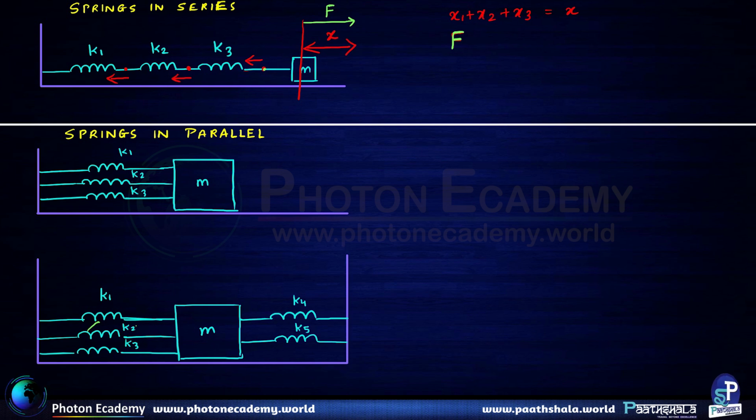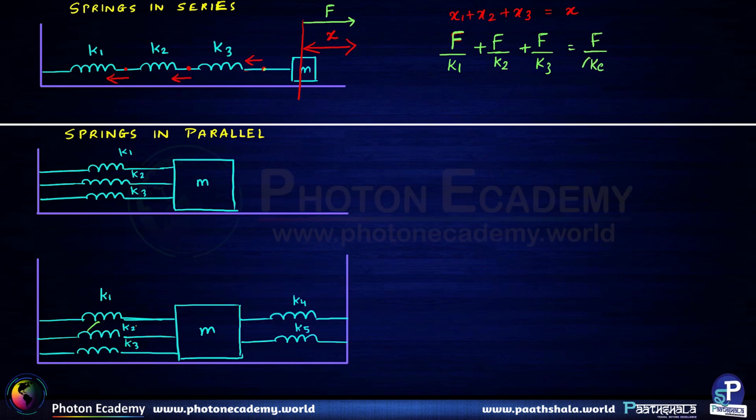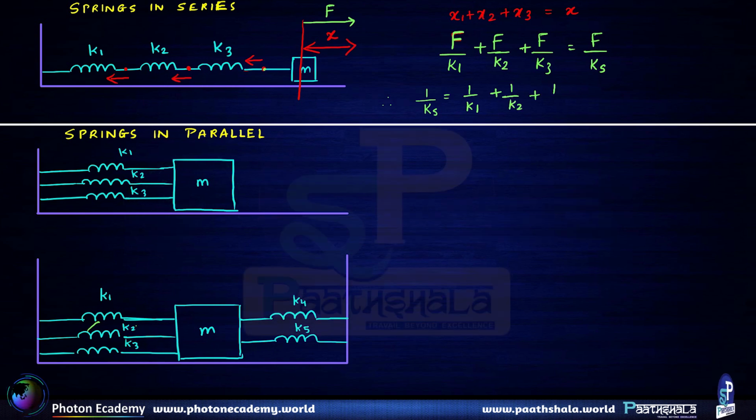will be Kx1. So x1 will be F divided by K1. So x2 is also going to be equal to F divided by K2. And x3 is going to be F divided by K3. This happens to be F divided by K effective. So instead of writing K effective, I'll write Ks, which is the series spring constant. Therefore, I get 1 upon K series is going to be equal to 1 upon K1 plus 1 upon K2 plus 1 upon K3.